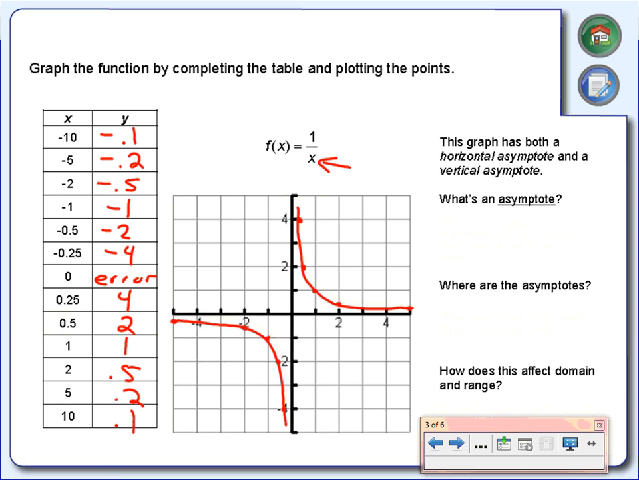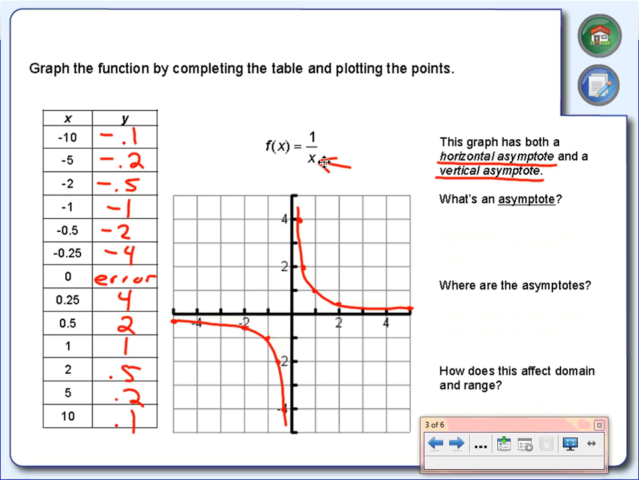Does that look familiar to you guys? Remember seeing that at the very beginning of the school year? And we talked about these rational parent functions. Now, within these rational parent functions, you'll notice there's two parts. We got part of the graph over here in the first quadrant, and another part over here in the third quadrant. These two parts have something called asymptotes. There's two different asymptotes: a horizontal asymptote and a vertical asymptote.